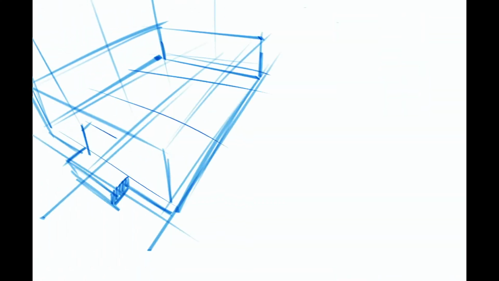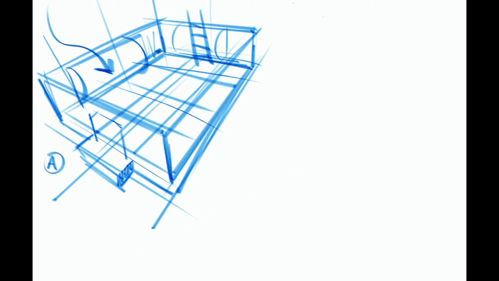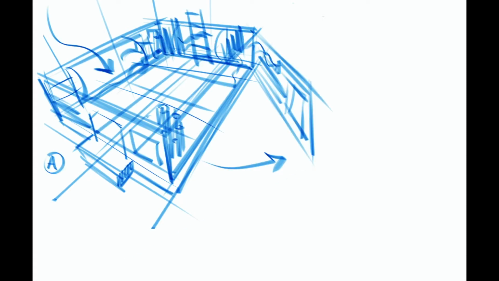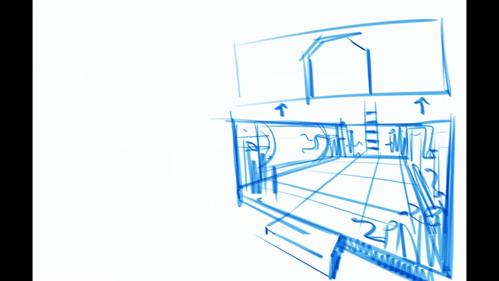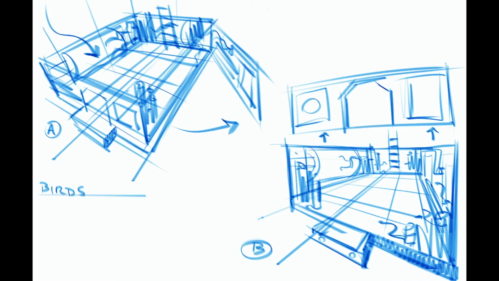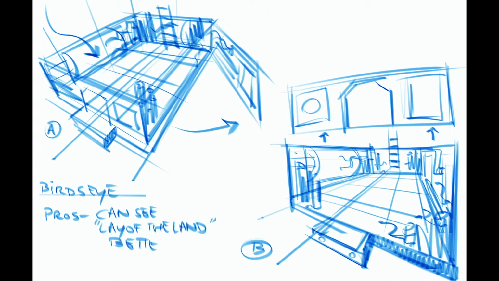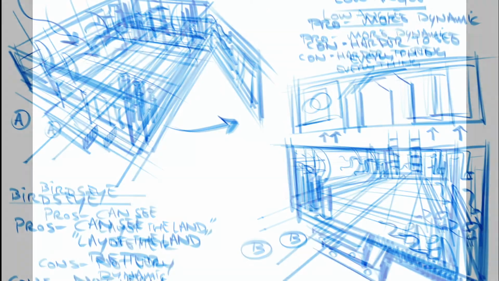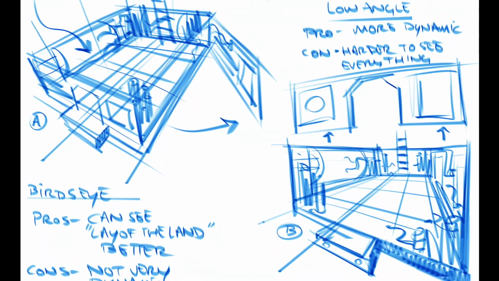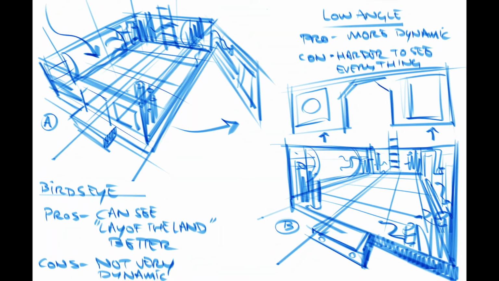For this project, I started off doing 2 quick thumbnails to figure out which angle would be best to design the concept. Each angle usually has its own strengths and weaknesses. For angle A, the bird's eye view, you can see the lay of the land better, but it's not very dynamic. For the B, low angle, it's more dynamic, but it's usually harder to see everything. For this project, I decided to move forward with angle B.